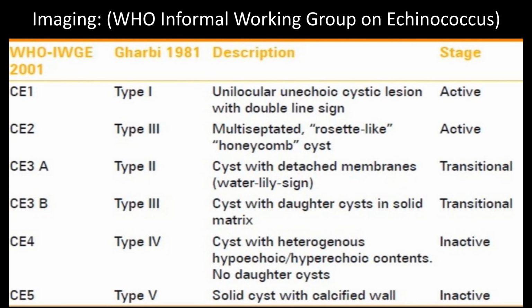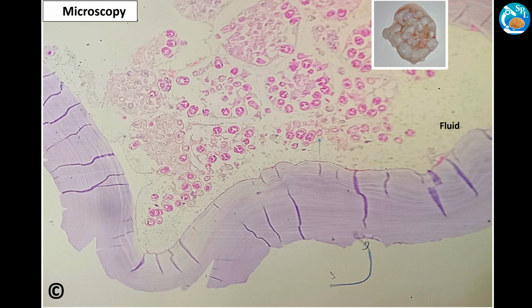The WHO grade 1, CE1, the cyst, is a unilocular anechoic cystic lesion with a double sign. In grade 2, it is a multi-septated rosette-like or honeycomb cyst. In CE3A, it is a cyst with detached membranes having water lily sign. In CE3B, it is a cyst with daughter cysts in the solid matrix. In CE4, it is a cyst with heterogeneous hypoechoic or hyperechoic contents and no daughter cysts. And in CE5, there is a solid cyst with a calcified wall.